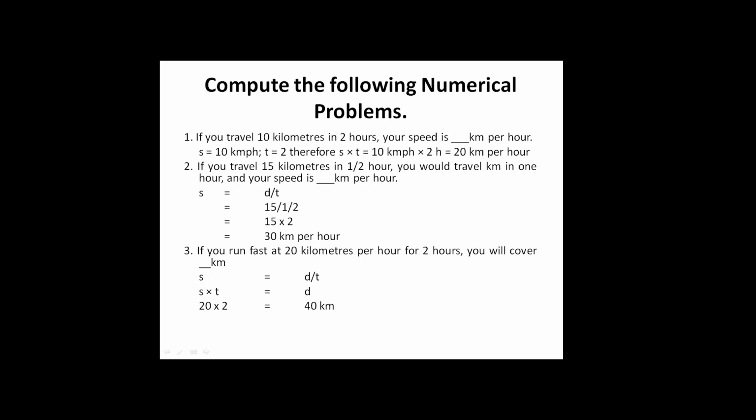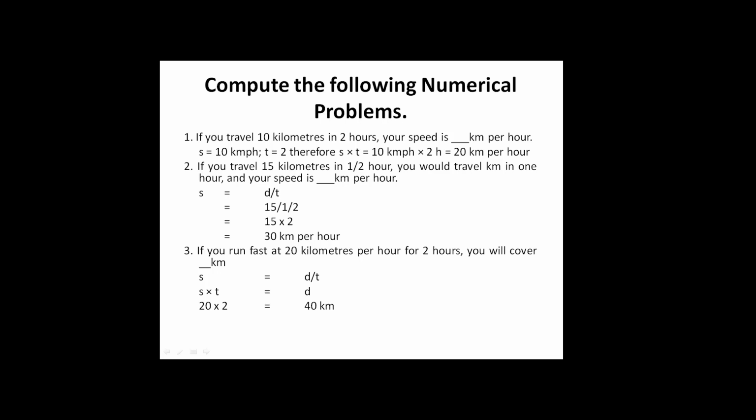If you travel 50 kilometers in 1 by 2 hours, you would travel dash kilometers in 1 hour and your speed is dash kilometers per hour. S is equal to d divided by t, which is equal to 5 divided by 1 by 2, which is equal to 5 into 2. That is, 2 will come up by means of cross multiplication, that is 15 into 2, that is 30 kilometers per hour. Problem number 3.